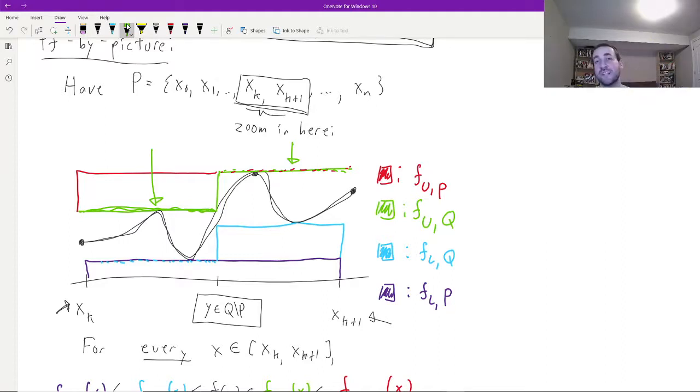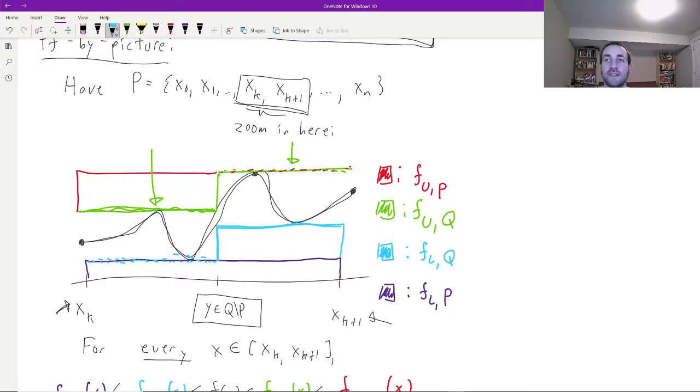Supremums over smaller sets always get smaller. Okay, you can also just see it visually. FLQ and FLP have the same idea. FLQ is the infimum of f over these different regions. So it's equal to this curve over here on the left, and then on the right it jumps up.